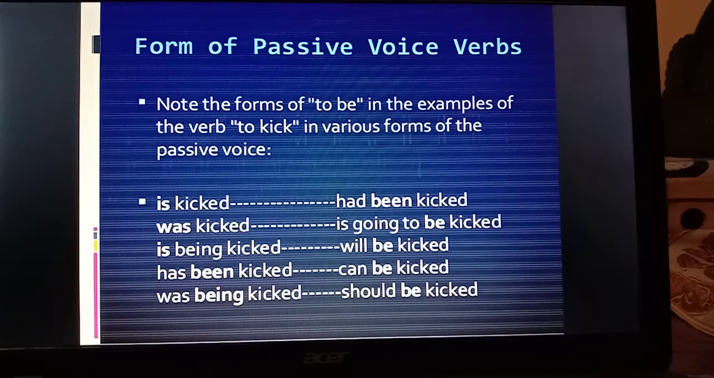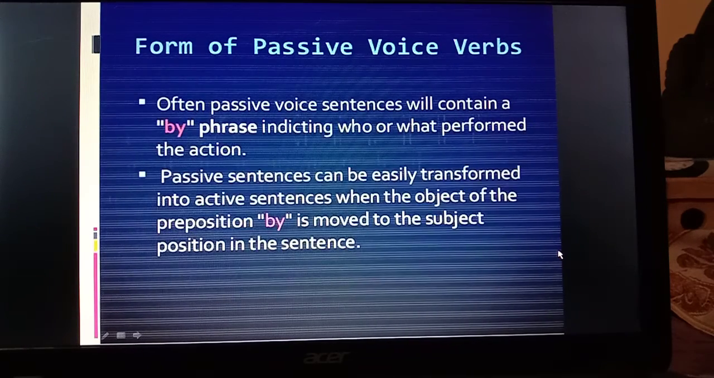Is going to be kicked, it is used in present continuous as well as in future. Will be kicked, future indefinite tense. Can be kicked, it is here used as a modal: can, should. So be is used with it, and the verb's third form is used. So this is the use of the be form of the verb to be used in passive voice.